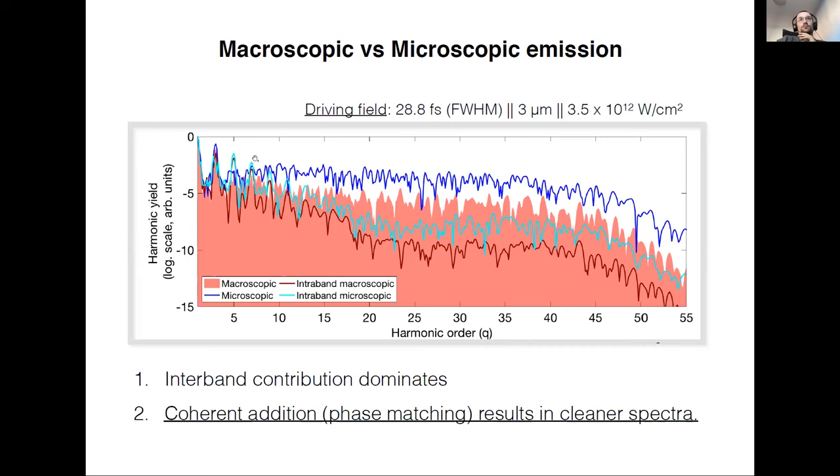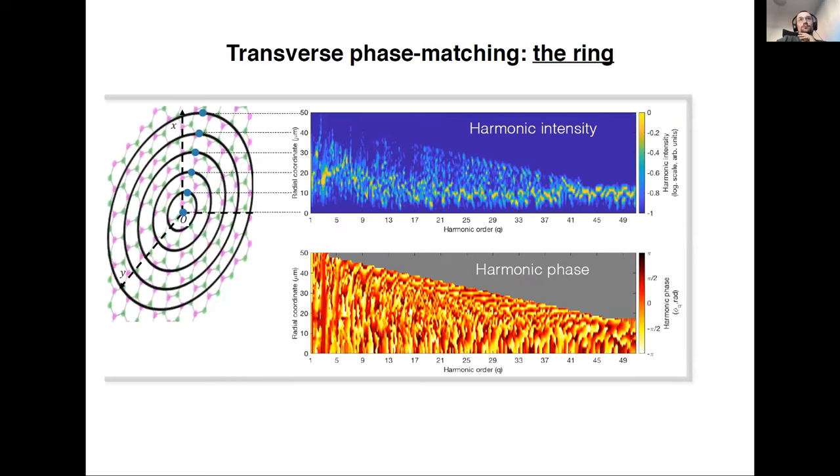But as we can see, the coherent addition in the macroscopic case cleans the spectrum, showing more visible harmonics in the plateau. That phenomenon is universally observed in experiments of high harmonic generation in solids. Then, it's obvious that the phase matching affects the results a lot. So, to try to know more about how it is working, we have calculated the emission of points at different distances to the center. So, this is the layer. We select different points with different distances from the center.